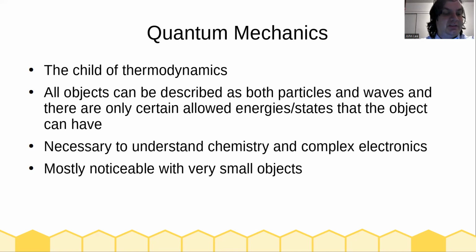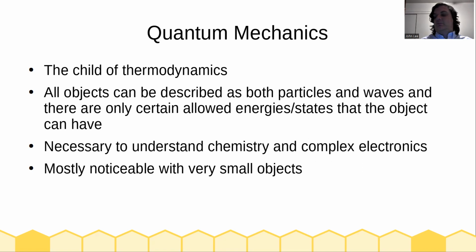you talk about these only certain allowed states, and that's basically why atoms and molecules have predictable properties instead of just being a mess and blurring all over everywhere. So it's necessary to understand chemistry, and it's also necessary to understand quantum or complex electronics, most notably the transistor, which is what basically all of our computers are based on for the past 70 or 80 years now.